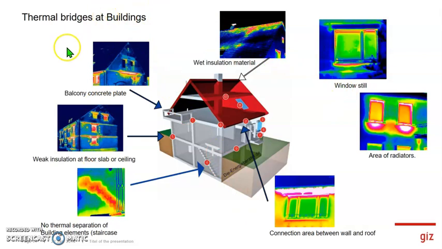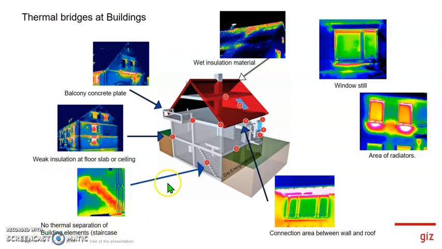Let's go through them step by step. Here, for example, we have a balcony concrete plate. You can see here we have some heat transfer, very visible, because the rest of the building is well insulated, where you can see it's blue, but where it's reddish, it's already a heat loss there. Typical thermal bridge. Also a typical thermal bridge are these two lines here. These are the weak insulation at floor slabs or ceiling.